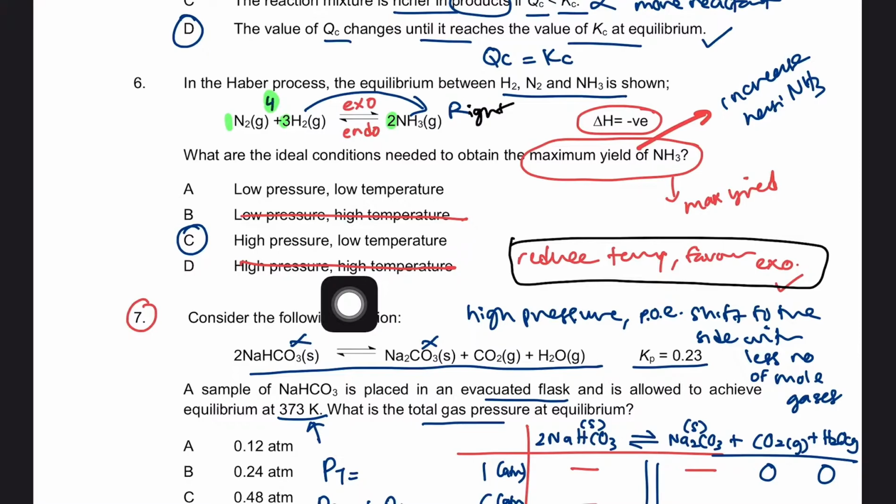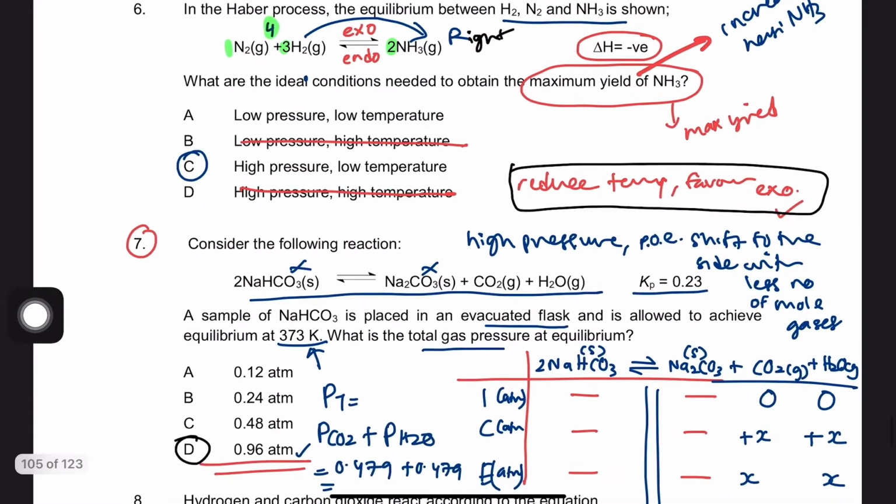Next, we have to look at pressure. I have to shift my position of equilibrium to the right, therefore I'm shifting to the side with fewer moles of gas. So what condition moves the position of equilibrium to the side with fewer moles of gas? It's definitely high pressure. High pressure moves the position of equilibrium to the side with fewer moles of gas. You must remember that. So the answer for question 6 is C.